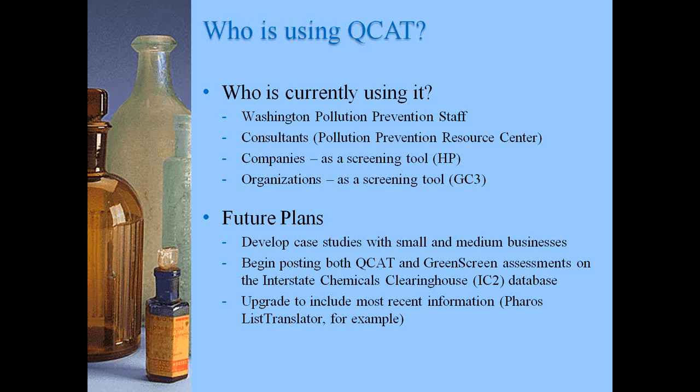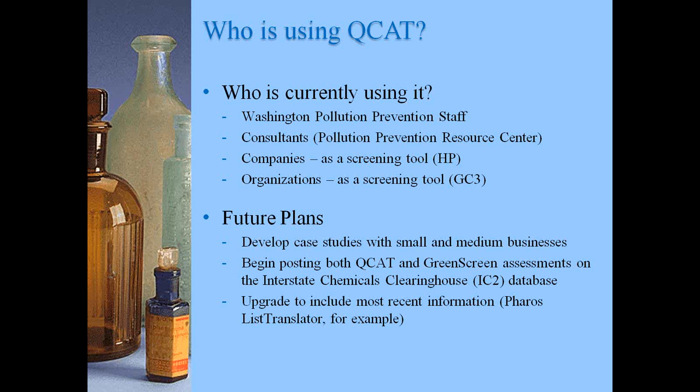Companies like Hewlett-Packard were using it as a screening tool, and then the GC3, the Green Chemistry and Commerce Council, is an organization of governments, businesses, and NGOs. They've been doing some alternative assessments, and they've been using it as a screening tool. So the future plan is, in the next year, to work with small and medium businesses to develop some case studies. I also need to go in and update it because there are some new sources. Pharos, for example, looked very different when I did the version about a year ago. So I need to go in and update it.